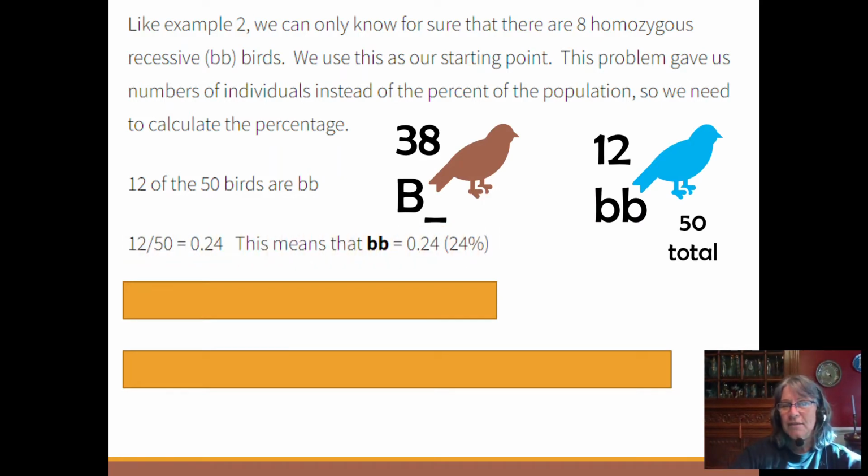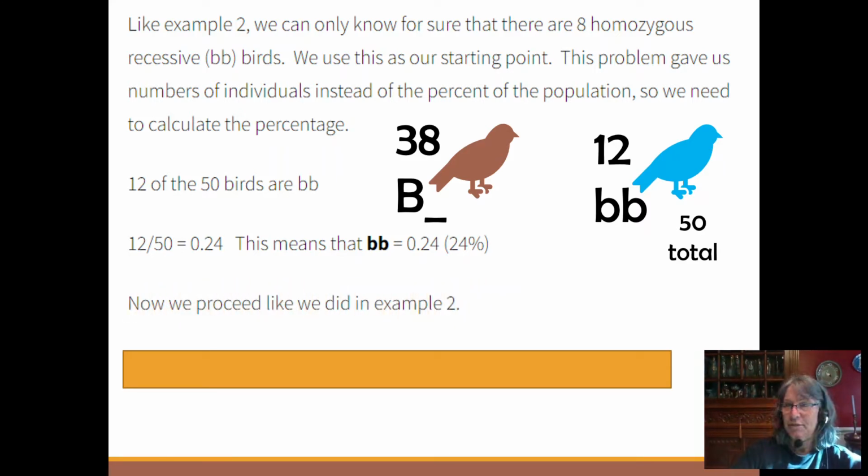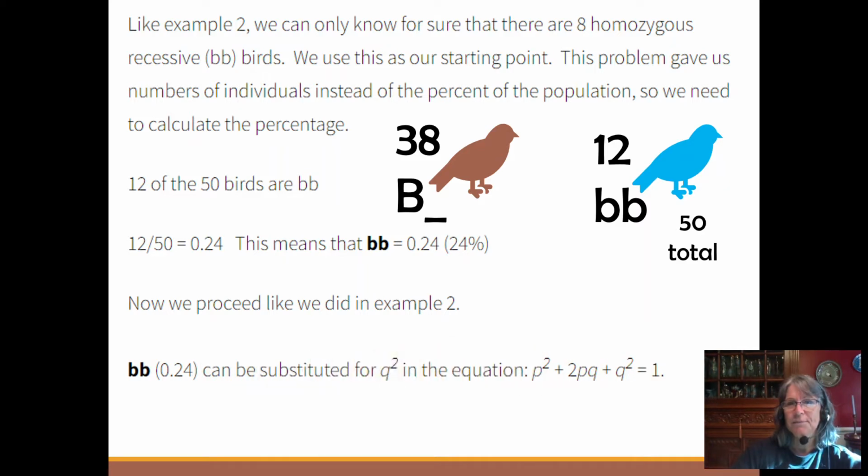So I can use this: 12 out of 50, or 0.24, are genotype heterozygote recessive, or bb, 24%. So now I can figure out my q squared. So what's my q? We do just what we did in that previous example. So that's my 0.24, which becomes my q squared in this equation. And then what do I do? I work backwards.